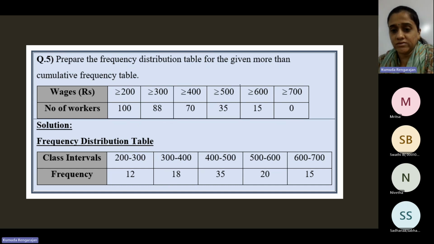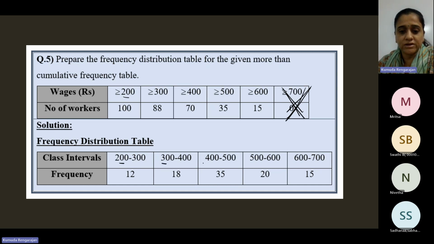So I told you where the cumulative frequency is 0, just ignore it, right? While writing the answer, we'll just ignore this one because the cumulative frequency is 0. We'll not consider this, okay? Now, what are these? Sorry, this is with the greater than symbol. So these are the lower limits. So you can see lower limit 200, 300, 400, 500, 600.